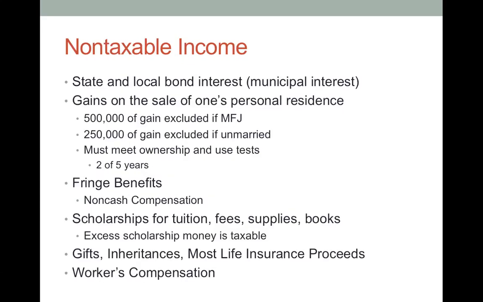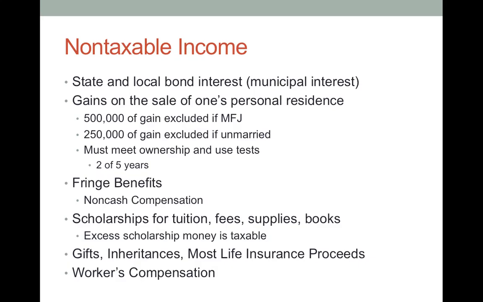So things that are not taxable: municipal interest, state and local bond interest, not taxable. Make sure you review the rules for if you sell your personal residence. If you're married, you can exclude up to $500,000 of your gain. If you're unmarried, you can exclude up to $250,000 of your gain. Again, the first thing that you do is you take the amount that you sold it for minus your basis, and this establishes your gain, okay?